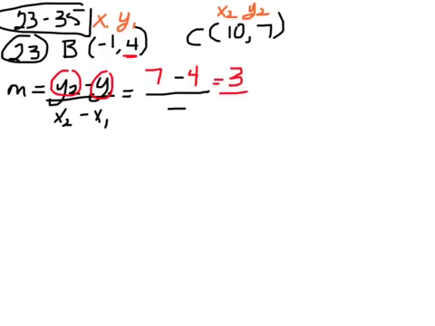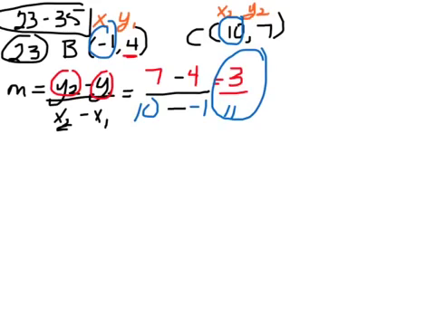Okay, so for x2, I'm supposed to put that here. I'll circle that in blue. Here it is, 10. And then you're subtracting x1, which is minus 1. And 10 minus minus 1 is the same thing as 10 plus 1, and that would be 11. So my answer for 23 is this slope, 3 over 11.